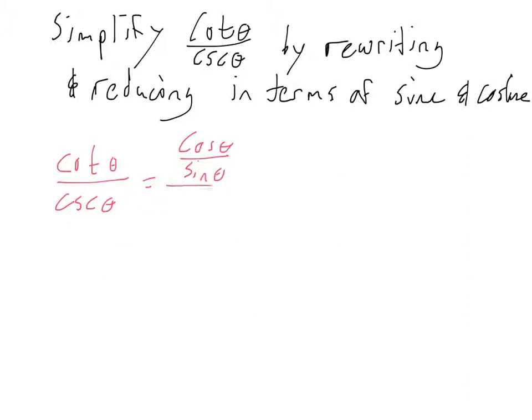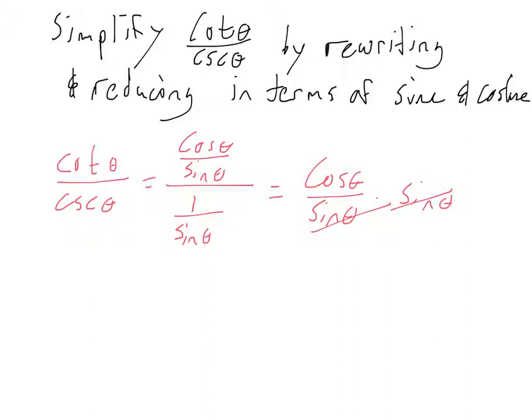Right, so that's entirely in terms of cosine and sine, and cosecant is just 1 over sine theta, right? And so this is the same as multiplying by sine theta, right? And so what happens then? The sine thetas cancel, and we're left with just regular old cosine theta. So that's a much simpler way of saying cotangent theta over cosecant theta. So by using the identities, we've simplified that expression by a great deal.